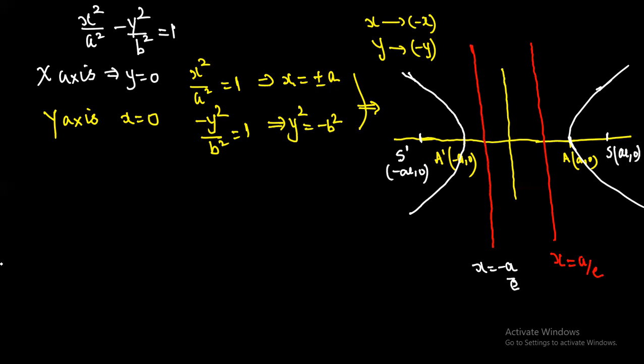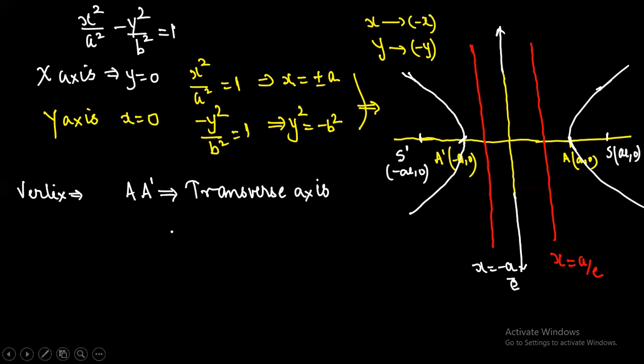Now let's talk about the vertex. Vertex means the point of intersection of the axis and the graph. But what is the axis? The line joining the foci is called the axis. So A and A' is called the axis, and it is also called the transverse axis. This is the transverse axis.